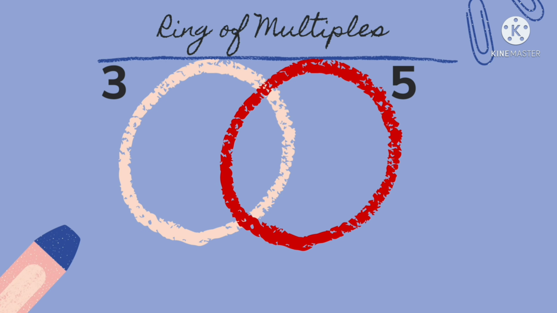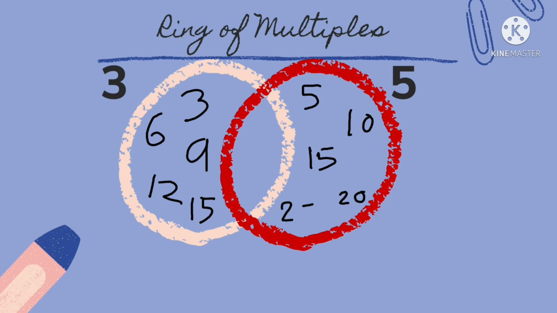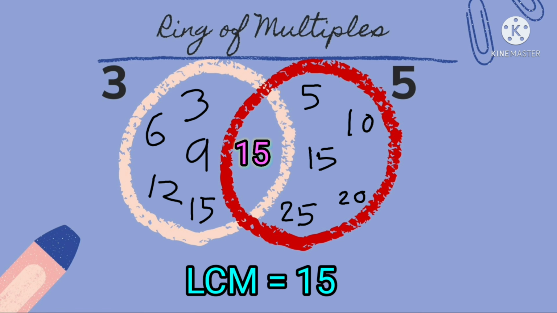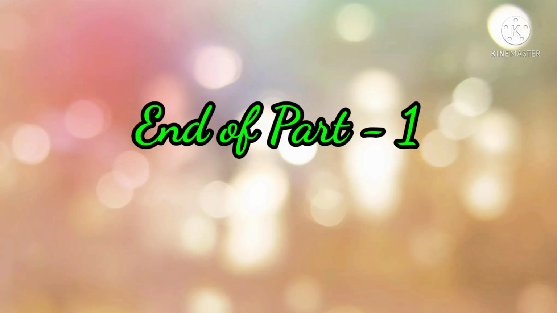Let's do a few more with an activity. Draw 2 rings, one for multiples of 3 and one for multiples of 5. Let's write the first 5 multiples of 3. And then the first 5 multiples of 5. Oh, 15 is common in between 3 and 5. So, it can be written in the common place and it is the LCM of 3 and 5. In part 2, I will tell you about factors.